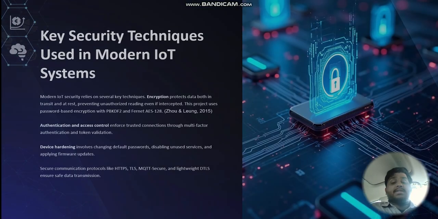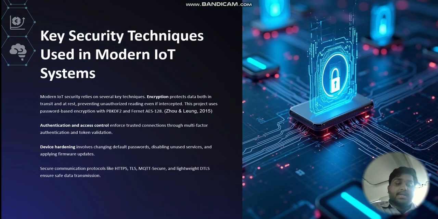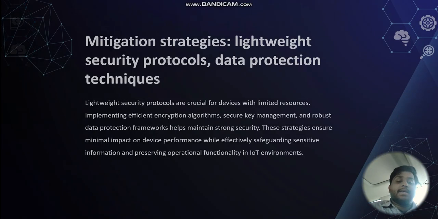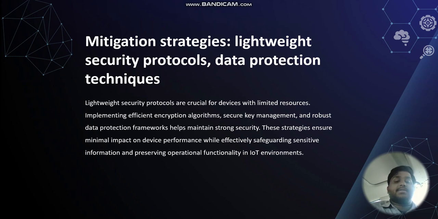IoT security is needed to protect user privacy, device integrity, and system availability. Without security, IoT networks can be hijacked, manipulated, or used for cybercrime. The CIA triad consists of confidentiality, integrity, and availability. Our secure model directly enforces confidentiality and integrity using encryption.